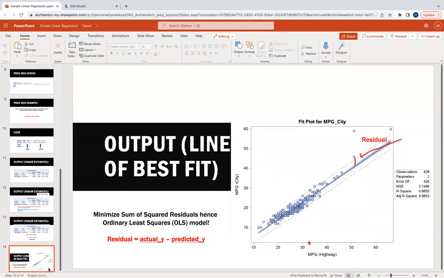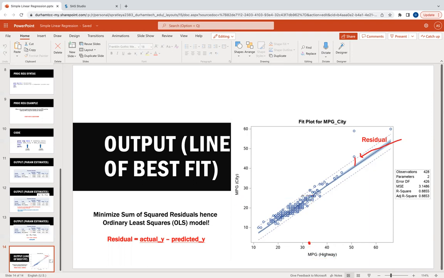So this line of best fit, I have denoted with that little red dot on my X that this is about 32 miles per gallon. And I hit my line because that line is my model, my prediction, and I go over and I see roughly that it is about 24.5 miles per gallon that I would estimate for a vehicle that has 32 miles per gallon on the highway. Okay, so this is a nice little visual that I can see the relationship between my data.